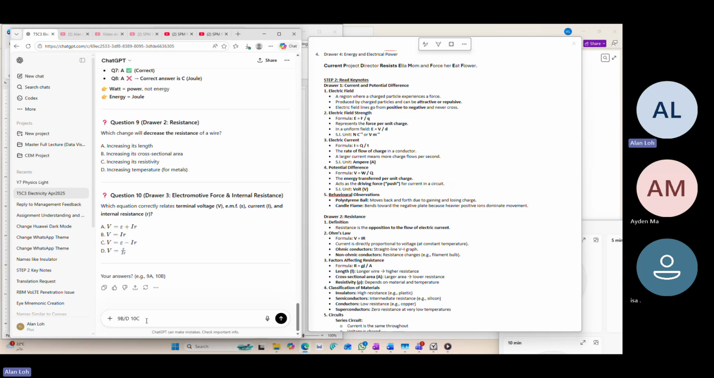Right, C. Okay, yes, Aiden also got it C. But question 9, Aiden, you answered it as D. It's not D because if you increase temperature, the resistance increases. Remember the formula, this one. If your length increases, the resistance increases. If your area increases, the resistance decreases. So it's B.